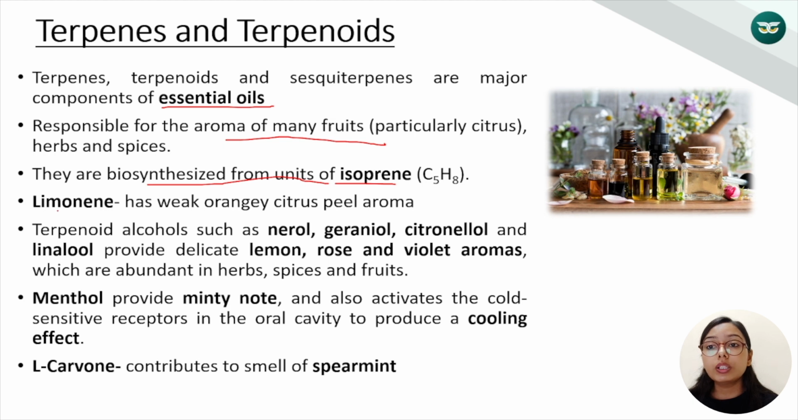These are biosynthesized from units of isoprene, that is C5H8, and the most common examples of these flavoring compounds include limonene, which we all know has a weak orangey citrus peel aroma. Terpenoid alcohols are also present in the food industry, for example nerol, geraniol, citronellol and linalool. These provide delicate lemon, rose and volatile aromas to herbs, spices and fruits, and these terpenoid alcohols are used for the extraction of these particular flavors in the food industry.